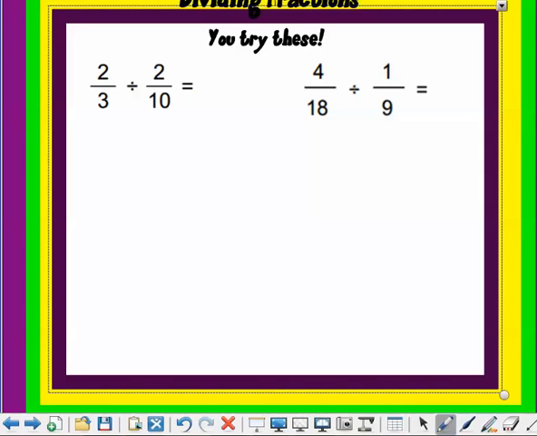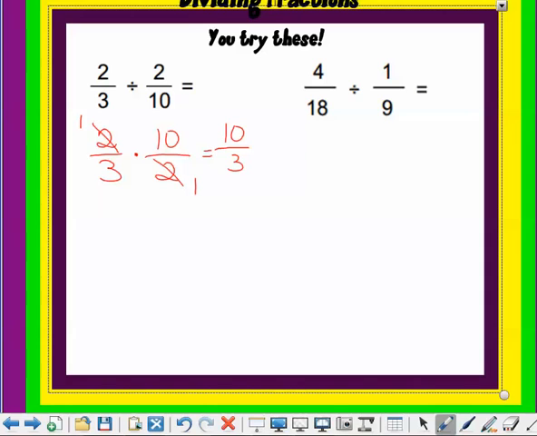All right, in this first one, we'll take 2/3. We're using the multiplicative inverse, so that division switches over to multiplication. And the reciprocal of 2/10 would be 10/2. I can simplify right here. 2 divided by 2 is 1. 2 divided by 2 is 1. That's a common factor between the two. And that leaves me with 1 times 10 and 3 times 1.